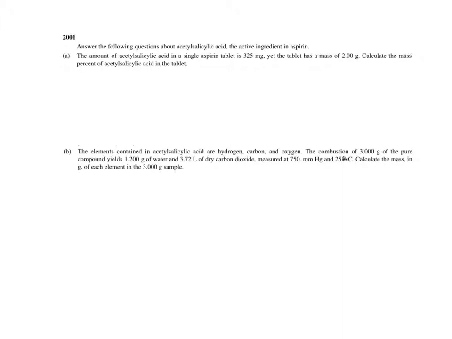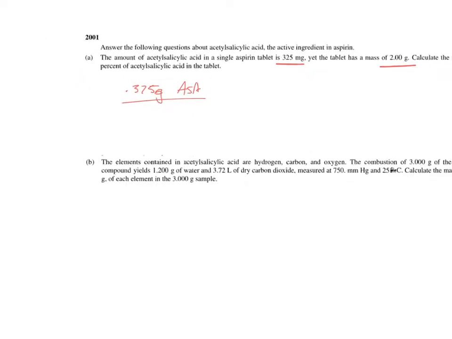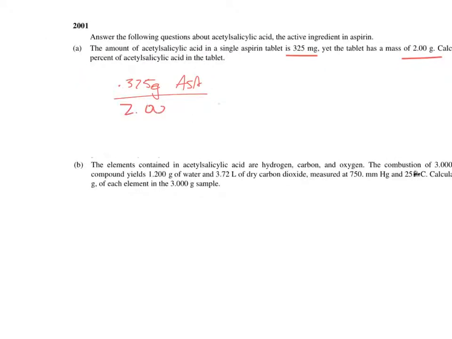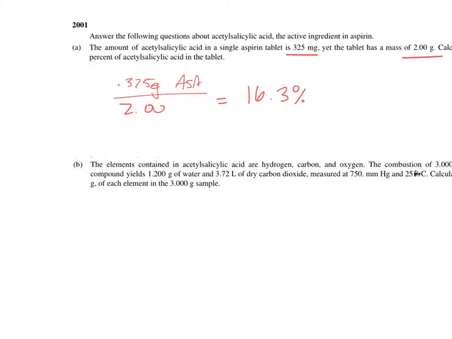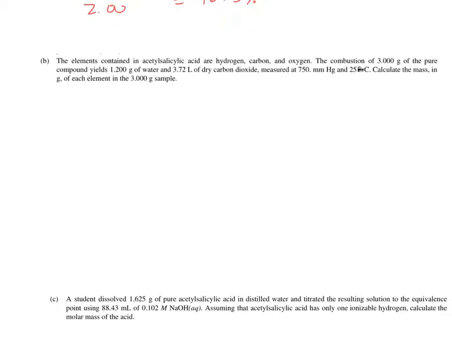Well, it's pretty simple. You just take this divided by this, but you have to make sure that 325 milligrams is in grams. So convert 325 milligrams to grams. What you have is 0.325 grams of acetylsalicylic acid. I'm going to refer to it as ASA from now on. The mass of the tablet is 2 grams. So what's the percent by mass? 16.3%. This next part kind of takes us back to our stoichiometry time back in first trimester.